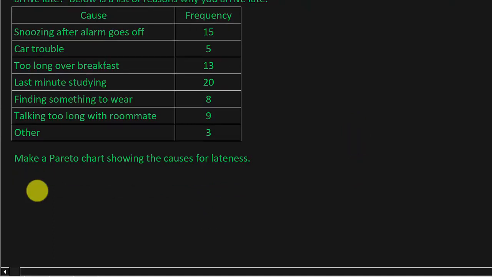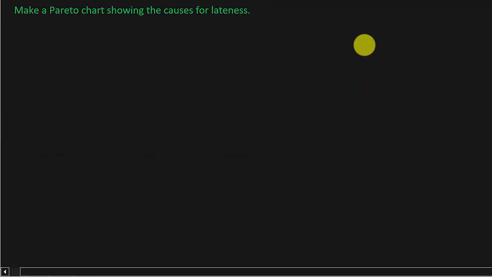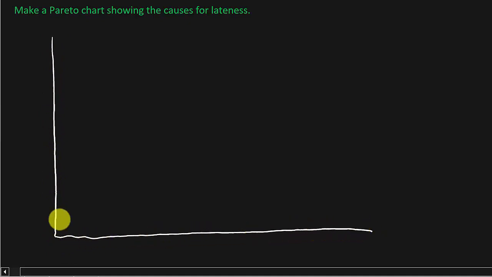All right, so it says make a Pareto chart showing the causes for lateness. So you can see we have to go all the way up to 20. I'll draw an axis here. We'll go across here, and let's just go 2, 4, 6, 8, 10, 12, 14, 16, 18, and 20.